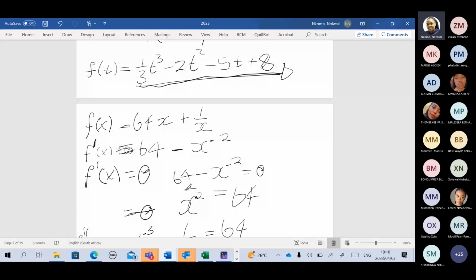Do we have questions before we move on to another part? Yes, I have a question. How come in this example you substituted the x into the second derivative and not the first function, that is?